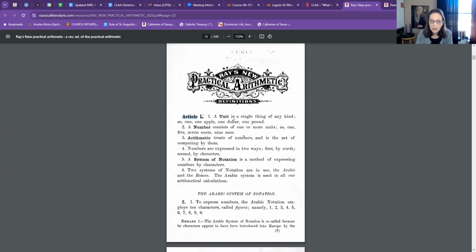1. A unit is a single thing of any kind, as one apple, $1, or £1. Okay. A unit is a single thing of any kind. Can you please type in the chat an example of a unit that you can think of? Can you type one for me?